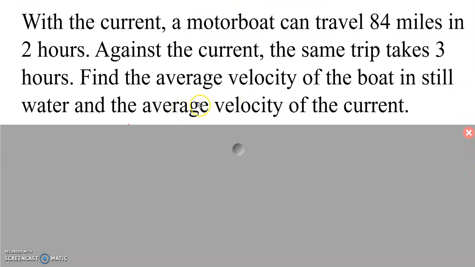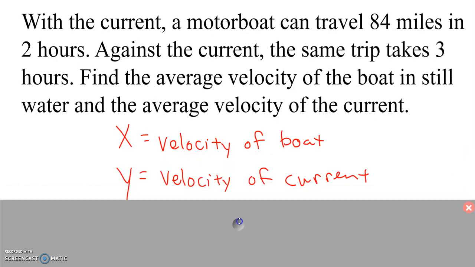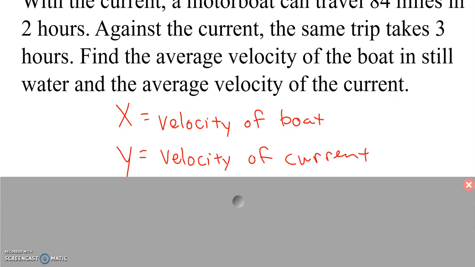So here's the idea: when the boat is going with the current, when the current's helping it travel in the direction it wants to go, it takes less time. When it's traveling upstream, it takes more time. That's the idea. All right. So the two numbers I'm trying to find are the velocity of the boat and the velocity of the current. Again, my first step is to define variables. Those two numbers are going to be my two variables. So x is the velocity of the boat and y is the velocity of the current.